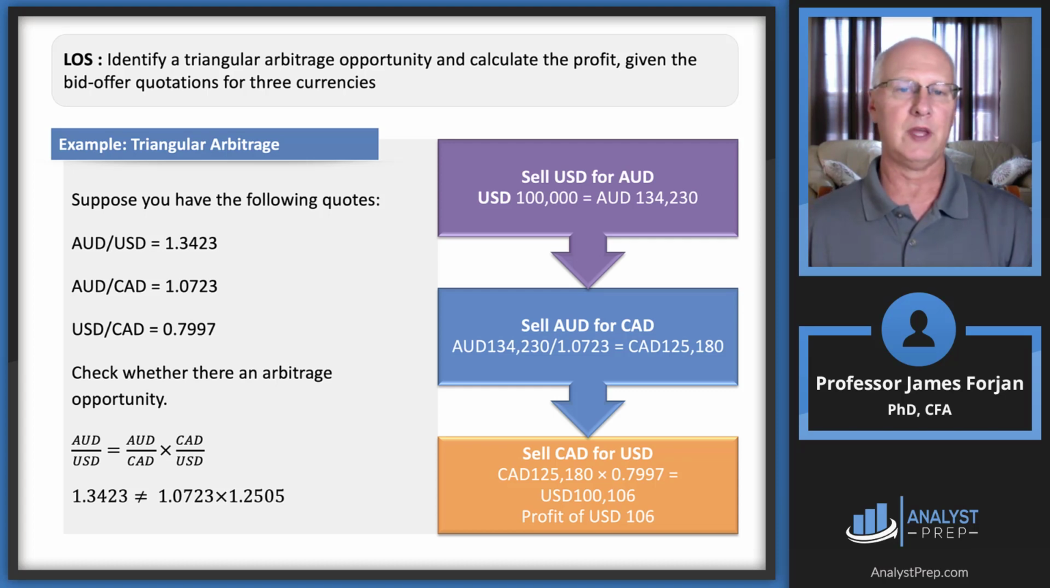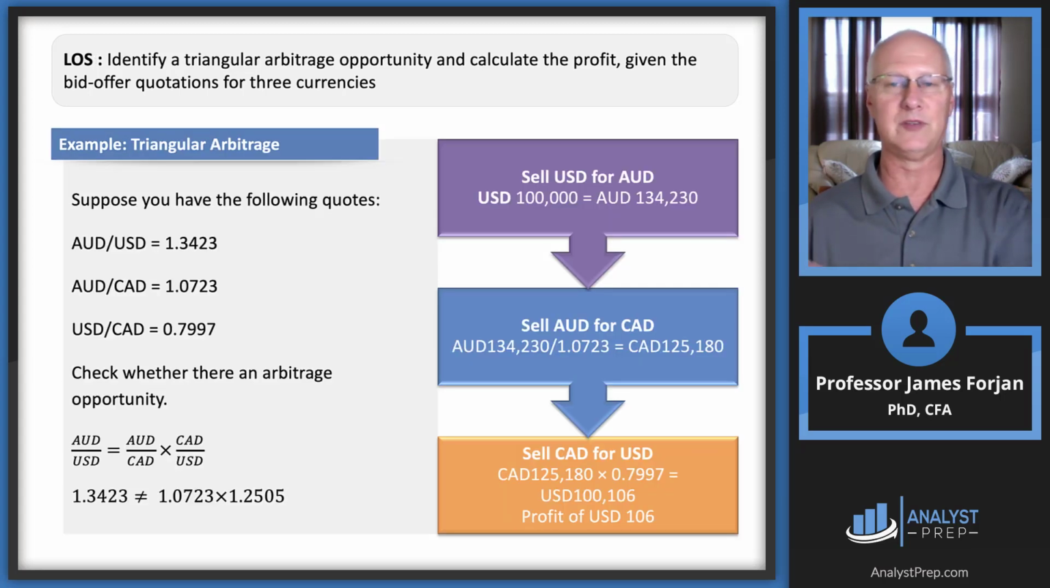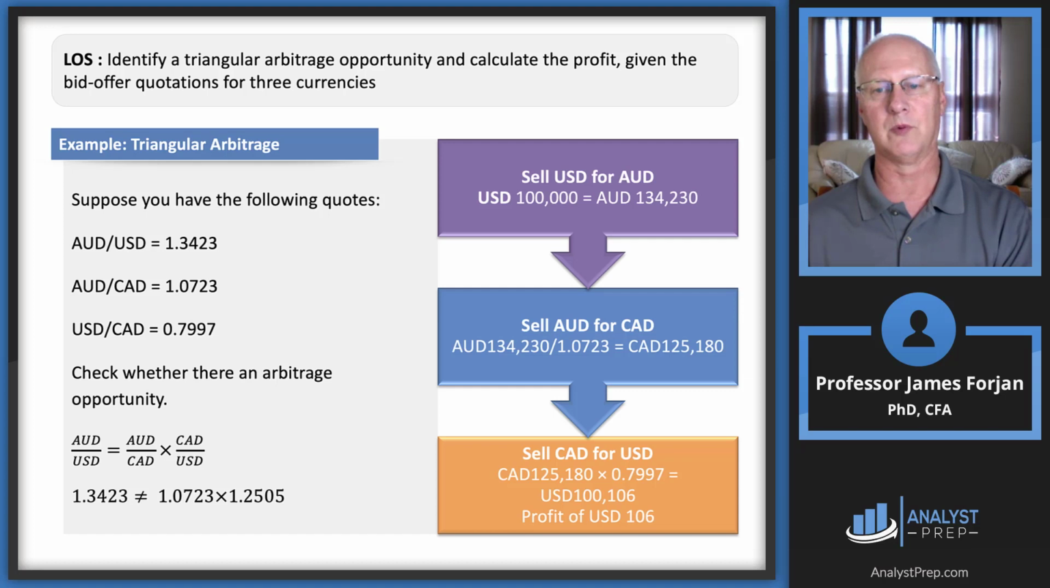Now, of course, if the institute gives it to you in this form, then this is a super easy kind of calculation. But notice the LOS. The LOS doesn't read, hey, do all this given just simple quotes. They say given bid offer quotations for three currencies. So let's go ahead and work through a more likely example that's going to show up on the exam. But here's the deal. What we're going to do is exact same thing here, but we need to worry about the bid and the offer because sometimes we're buying and sometimes we're selling.